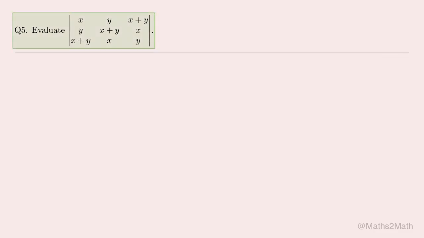Question 5. The 3 quantities x, y, and x plus y cycle through the rows of this determinant. We expand along the first row and simplify the algebra honestly, term by term.